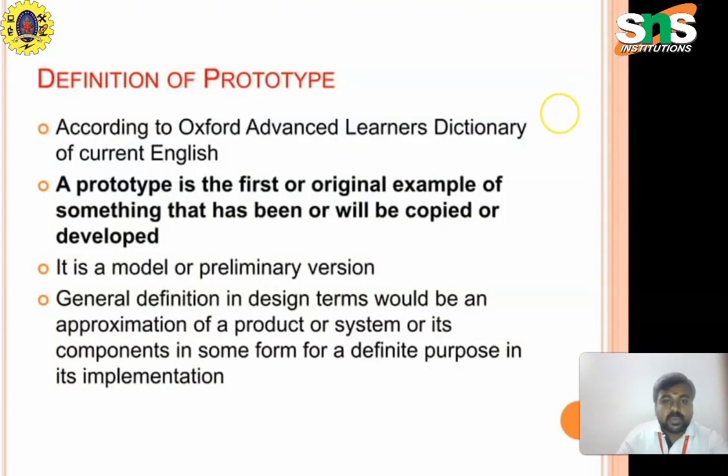According to the Oxford Advanced Learner's Dictionary of Current English, a prototype is the first or original example of something that has been or will be copied or developed. It is a model or preliminary version. A general definition in design terms would be an approximation of a product or system, or its components, in some form, for a definite purpose in its implementation. This is the definition of prototype based on the Oxford Advanced Learner's Dictionary of Current English.